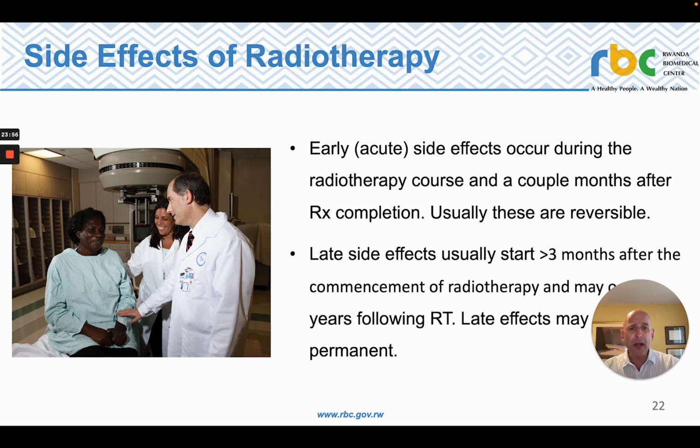So when we talk about side effects, early side effects occur during the radiotherapy course and a couple of months after completion, and these are usually reversible. Late side effects usually start greater than 3 months after the commencement of radiotherapy and may occur even years following radiotherapy. The important thing to remember about late effects is that while early effects are usually reversible, late effects may be permanent.